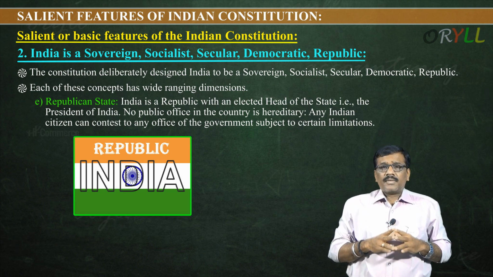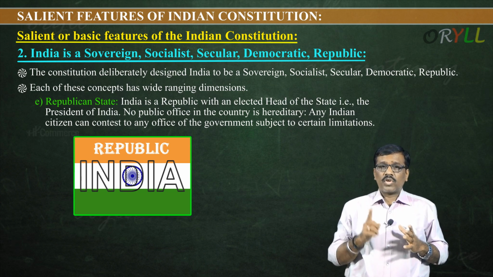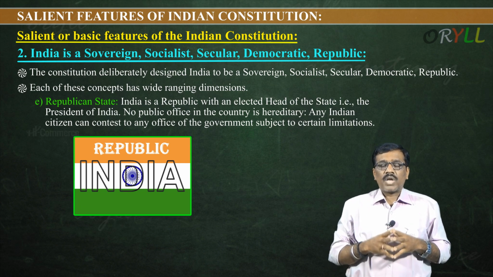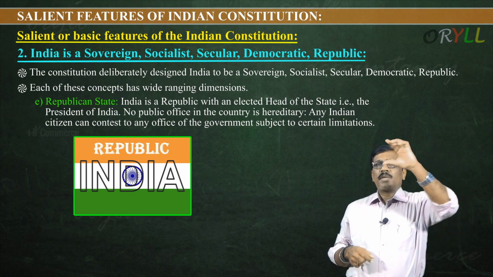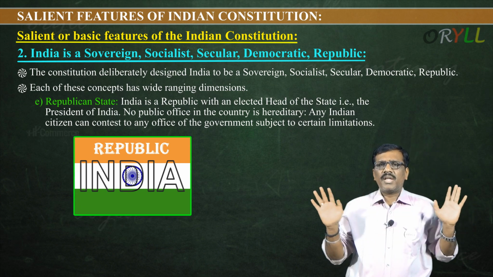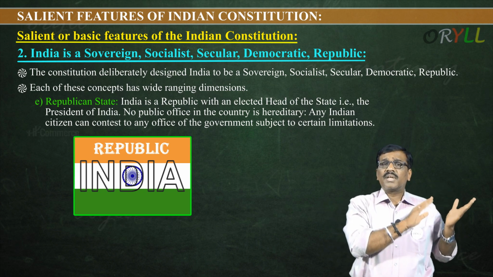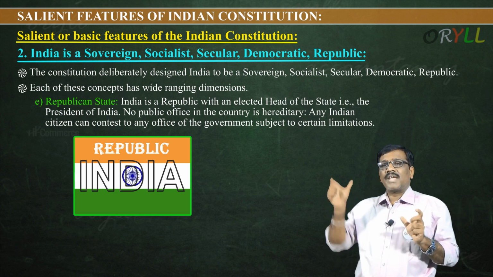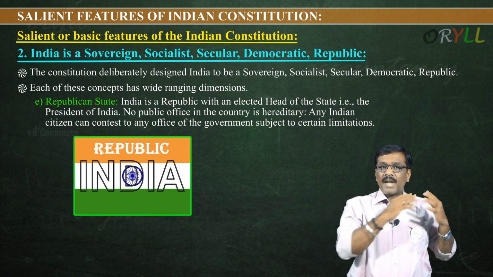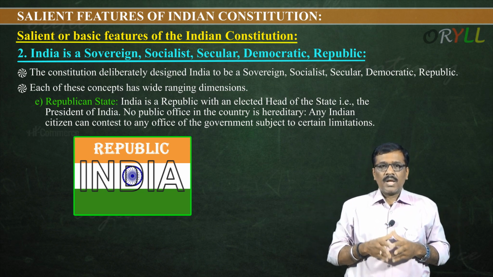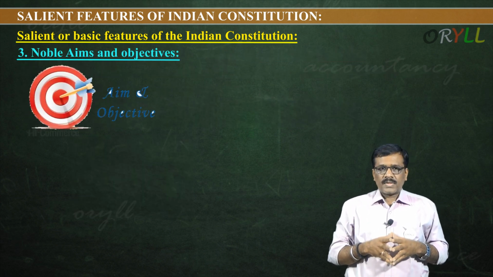Any Indian citizen can contest for any office of the government, subject to certain limitations. The constitution has framed certain rules whereby for every official position, irrespective of caste, creed, place of birth, religion or race, anybody can contest and claim that office, provided he follows certain conditions. For example, he should have attained a certain age limit and should be a citizen of India. Now, let's go to the third point, noble aims and objectives.